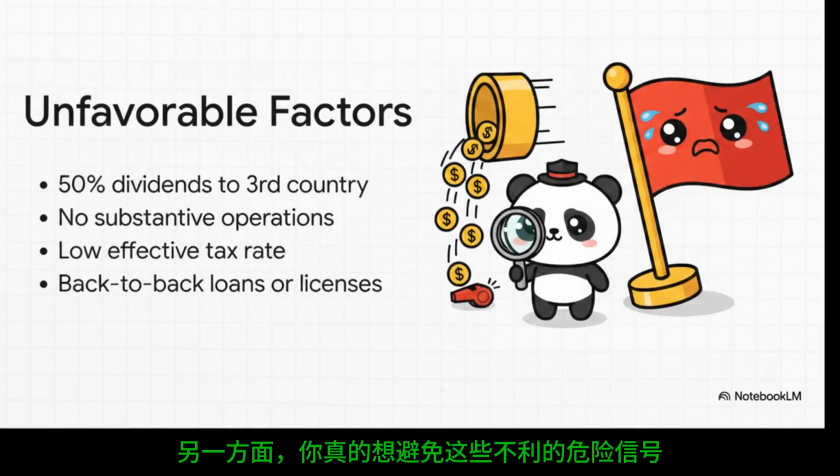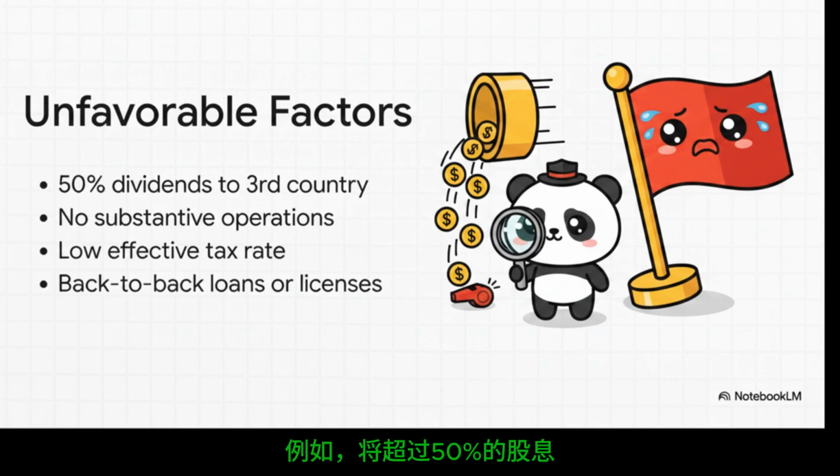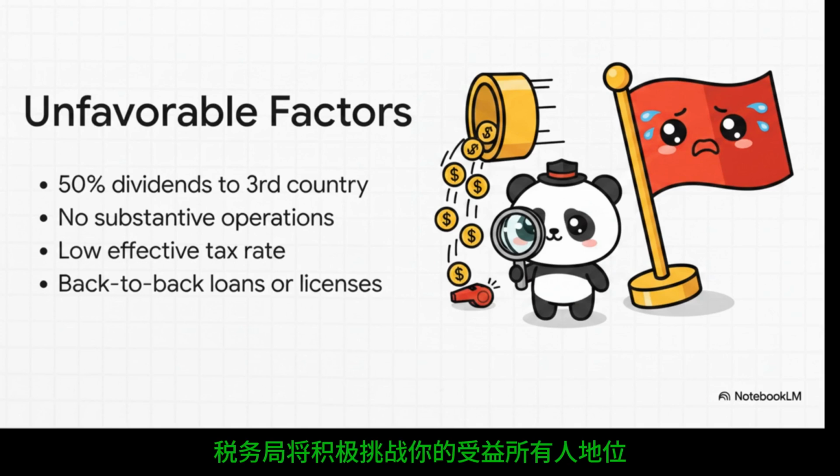On the flip side, you really want to avoid these unfavorable red flags. For instance, immediately funneling more than 50% of the dividends you receive to a resident of a third country within 12 months. That practically screams to the authorities that you're just a conduit. Other massive red flags under Bulletin 9 include having no substantive manufacturing, trading, or management activities, enjoying a super low effective tax rate, or relying on back-to-back loans. If you have these factors going on, the Tax Bureau will aggressively challenge your beneficial owner status.